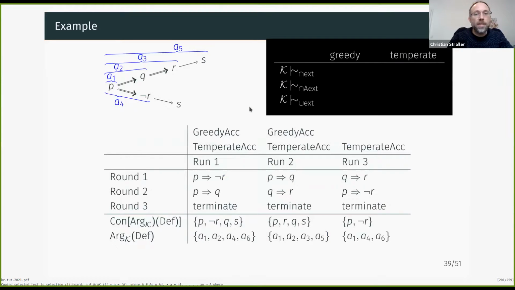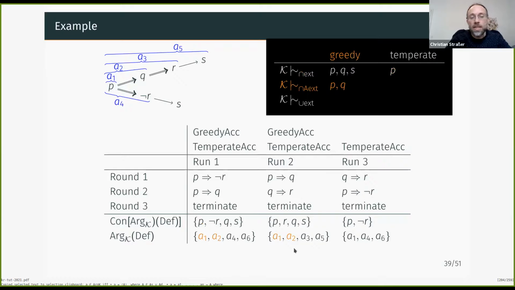Okay, so let's look at how this cashes out. If we look, for instance, at the skeptical approach, which is based on the conclusions. Now, if we look at greedy, we have basically 2 extensions. These are the 2 extensions. Now we look at the intersection of all the conclusions which we have. This is P, Q, and S. So this will be entailed by greedy. If we have temperate, we have 3 temperate extensions. We look again at the intersection. Here we only get Q.